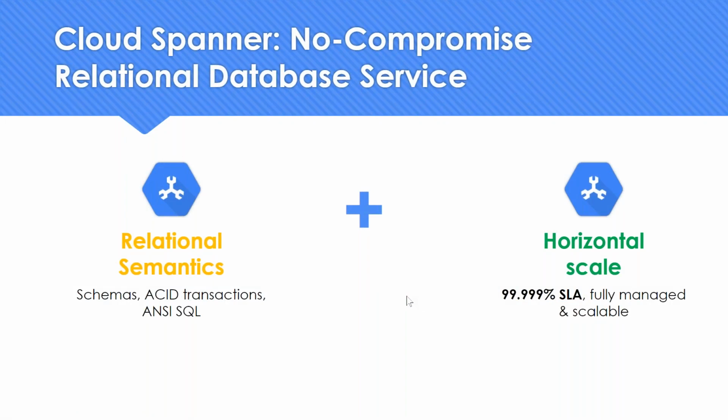Why do I call it no compromise? All the relational semantics are going to be there: schema, ACID transactions, ANSI SQL 2011, all those compliance standards. All those things are going to be supported. Horizontal scalability, and you're going to get a service level agreement for uptime of up to 99.999, five nines of availability, and this entire stuff is fully managed.